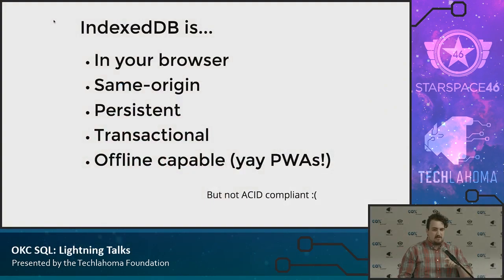So IndexedDB is in your browser. It is same origin, so it follows that policy that you can't access some other origin's stuff. It's persistent. It is transactional, so you can do everything you would with a transactional database, and it's offline capable. If you have any idea what a PWA is, a progressive web app, it is great with those. Sadly, it is not ACID compliant, for obvious reasons. It's in a browser. The cache can be deleted. It's a nightmare.